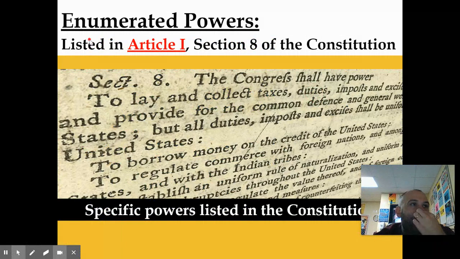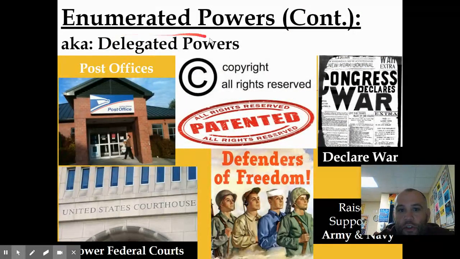All right, so Congress, in the Constitution, has two different types of powers. Powers that are explicitly written are called enumerated or delegated powers. That's a vocab word you need to know. These are powers that are specifically listed in the Constitution: the Congress shall have the power to do these things. These are also known as delegated powers.